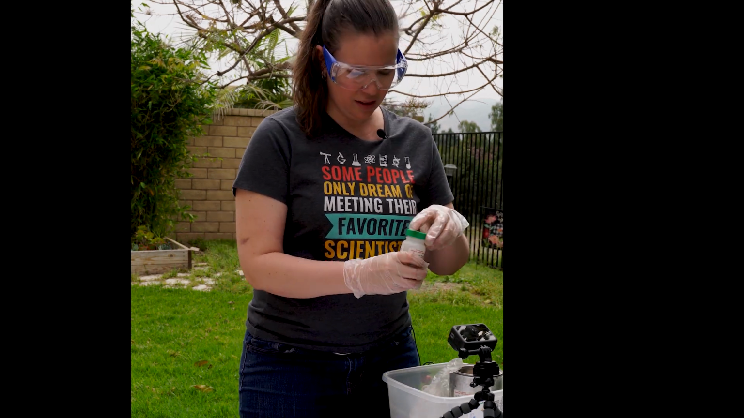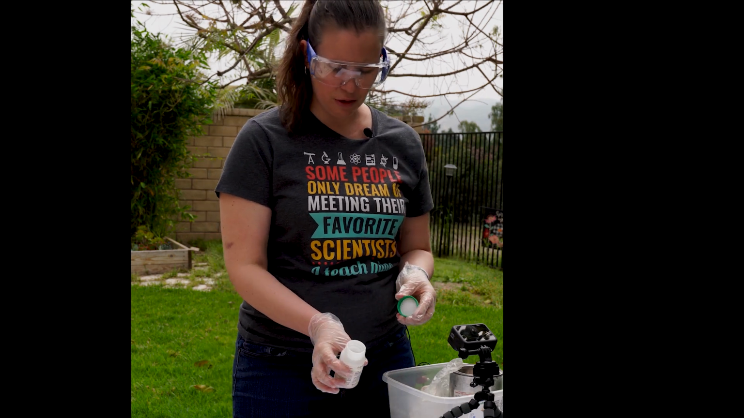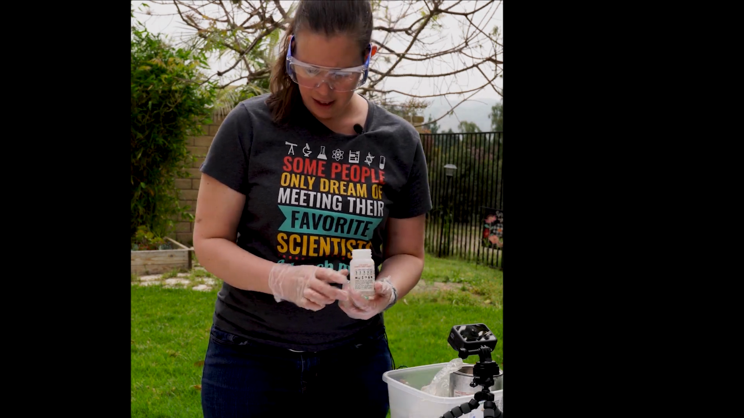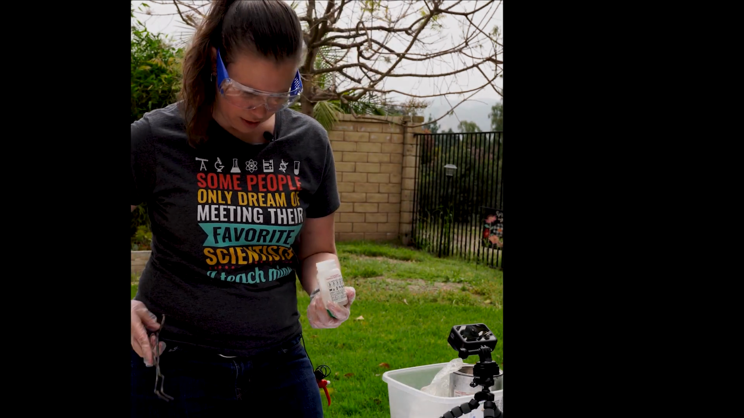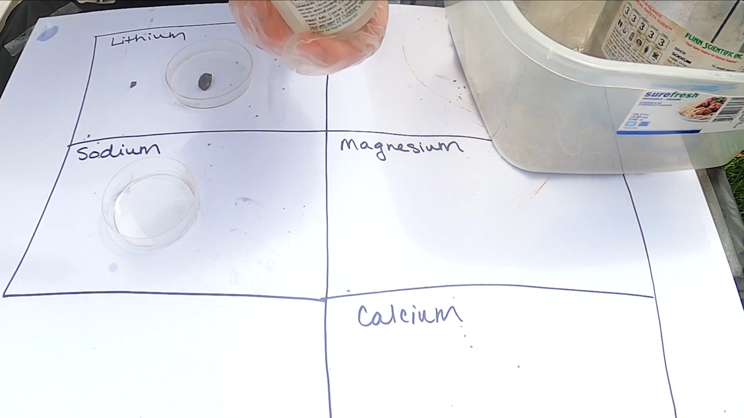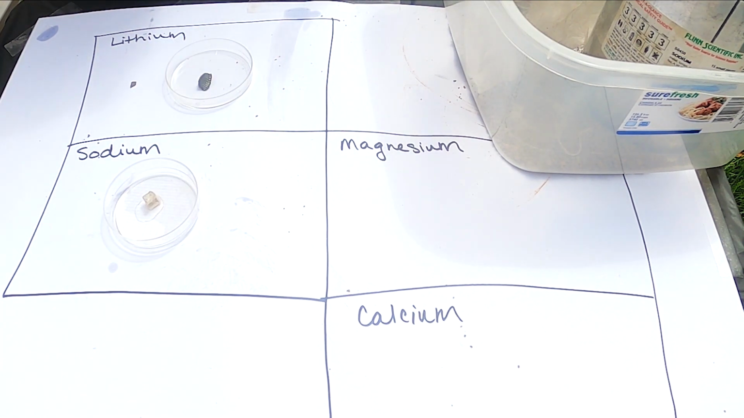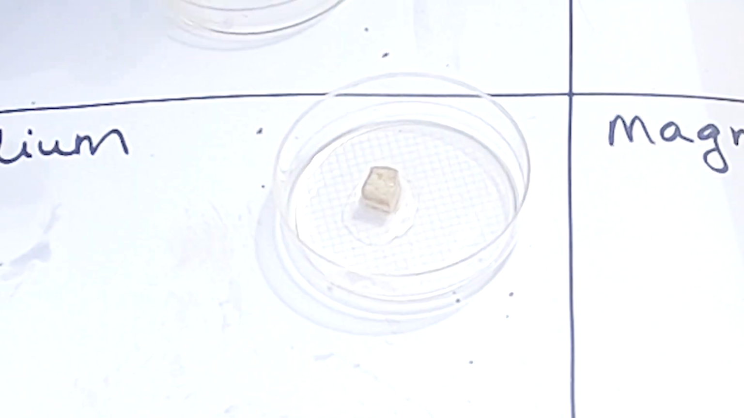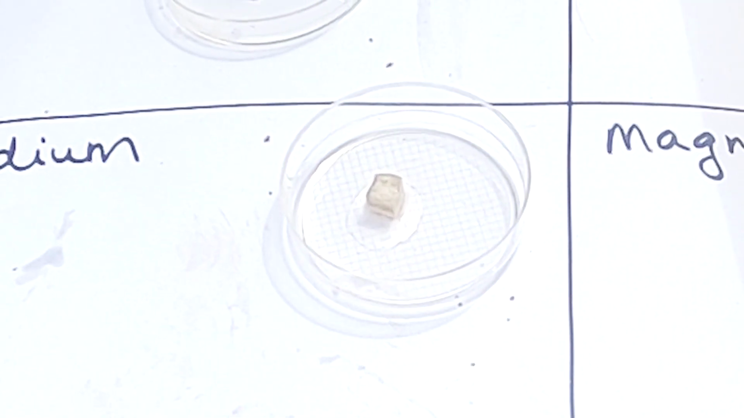And then as we open the container itself, it's again filled with oil. And then we have these small pieces of sodium that we can put here in our Petri dish to observe. So I'm just going to take out one little piece, and you can see the oil that spreads out surrounding the sodium.